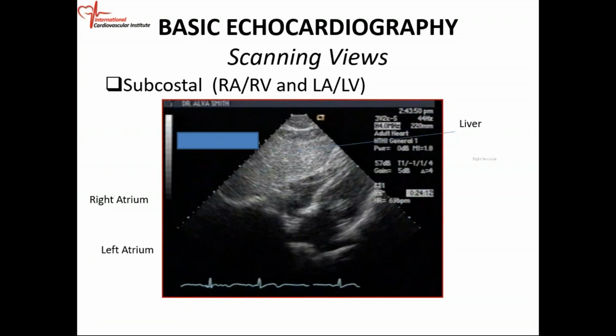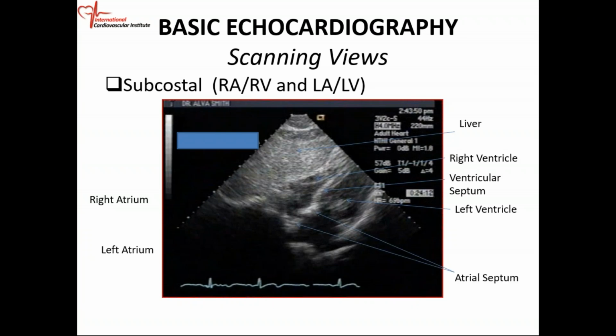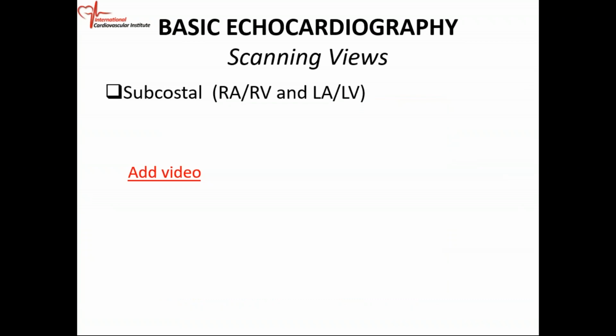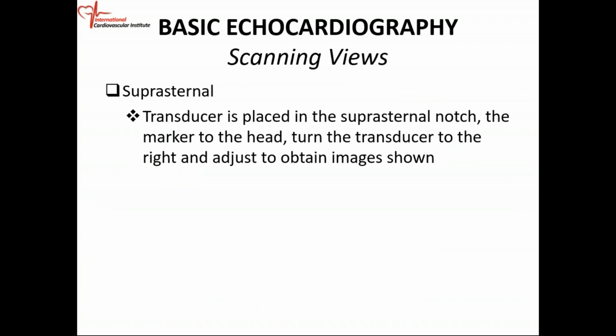The liver is right there, the right ventricle is right there, the ventricular septum, the left ventricle, the atrial septum, the left atrium, and the right atrium. Okay, all right, so that concludes our subcostal view.